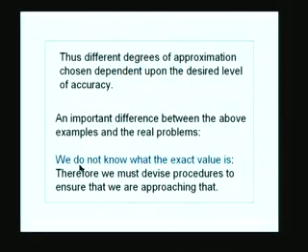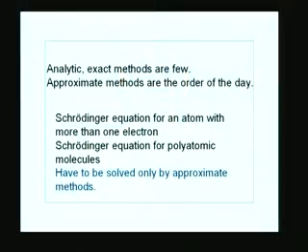Hydrogen atom atomic orbitals could be calculated analytically with all those functions I described, and the hydrogen atom is probably the last in quantum mechanics for which an exact solution could be given. For all the others, we do not know what the exact solution is or what the exact value for the functions are at various points. Therefore, we have to have procedures which ensure that we are approaching the exact value somehow, mathematically correct procedures. Okay. Analytic exact methods are very few. Approximate methods for solving quantum chemistry problems are the order of the day.